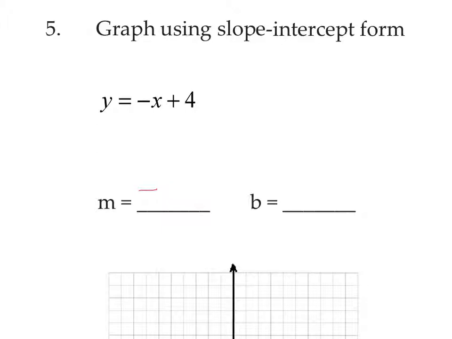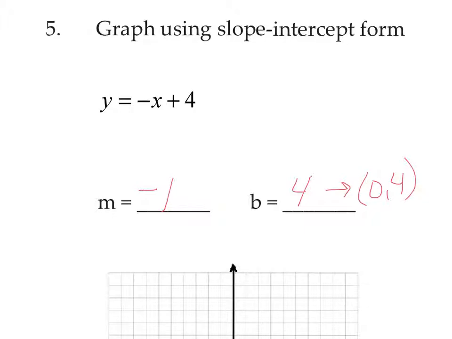Don't forget, in algebra we don't have to write the 1. It's always implied to be there. So this is that invisible 1. So this is the slope of -1. The b is 4. That leads us to believe the y-intercept is 0, 4.